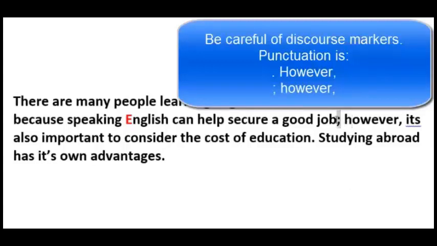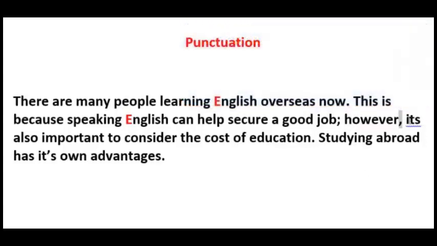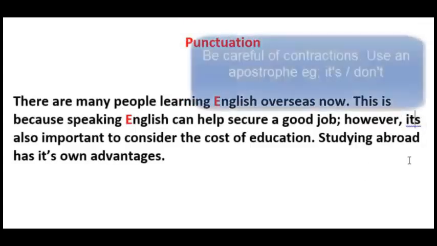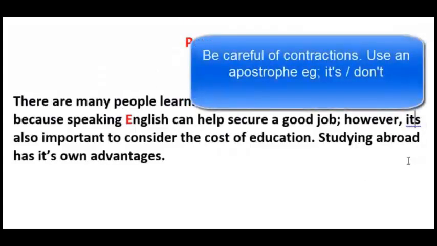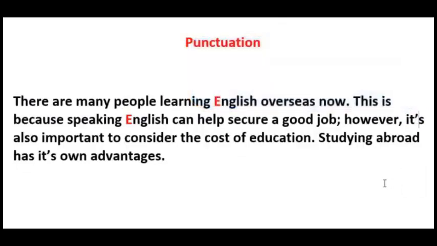A semicolon is in effect a conjunction joining the clauses. I don't need a capital letter after a semicolon. I still need the comma after the however. Now you'll see it's also important. So this is a contraction of two words, it is. So I need to show that by adding an apostrophe. It's also important to consider the cost of education.